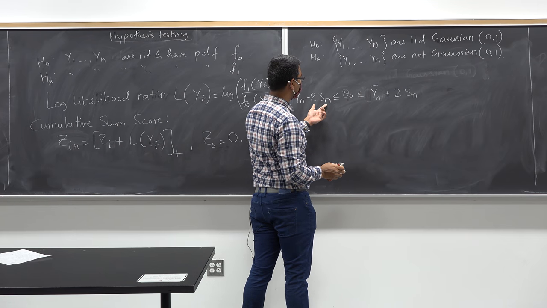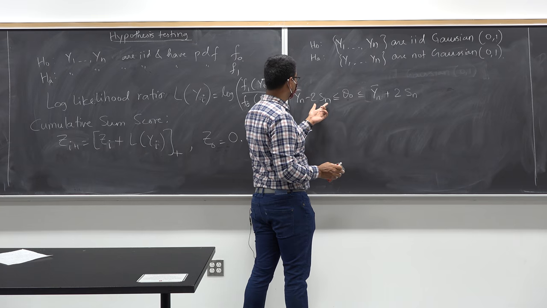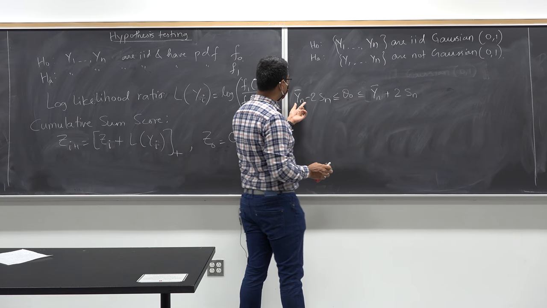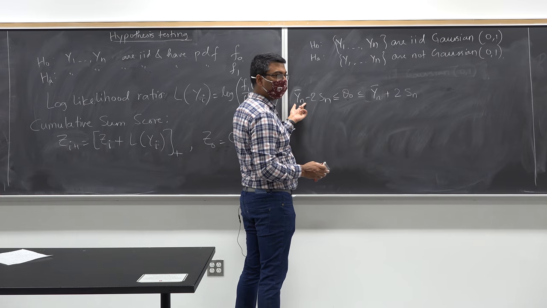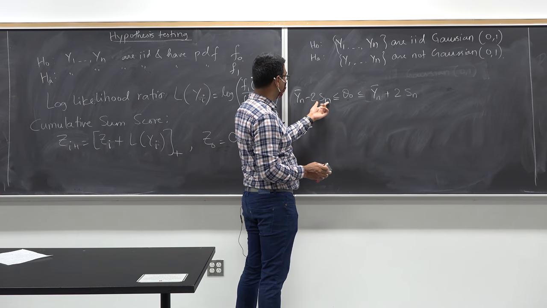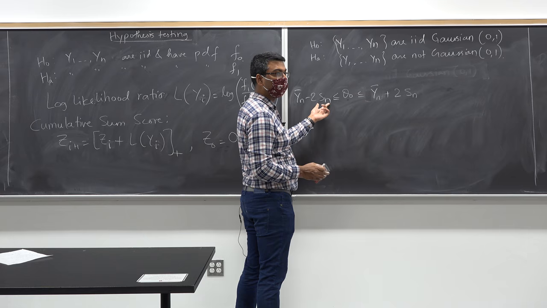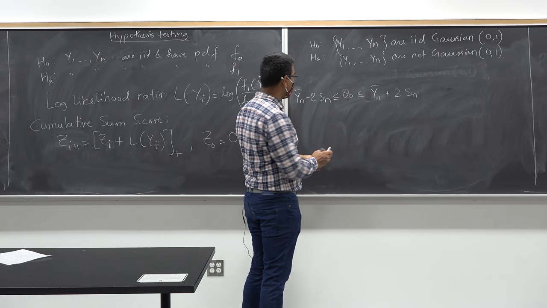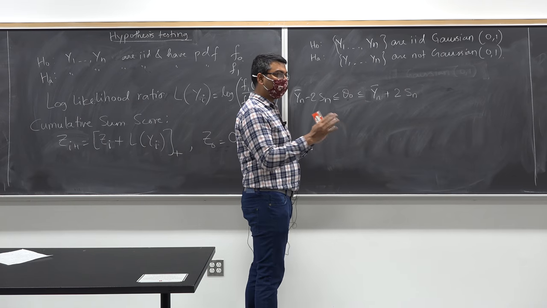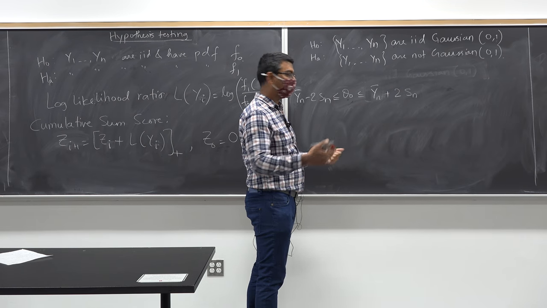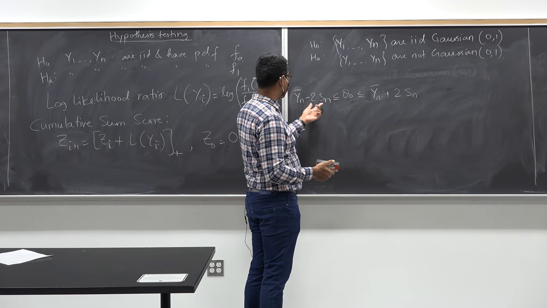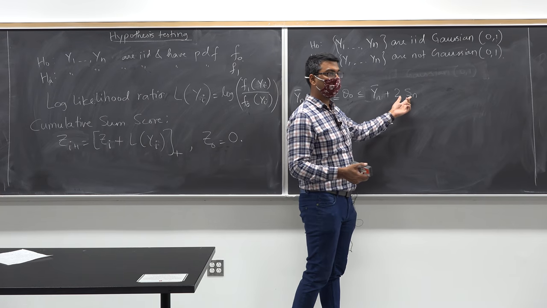Should there be a square root of n here? Divided by root n? I don't think so, because this has very small variance for n large. This has small variance, and this is an unbiased estimate of sigma. So if you want the 95% confidence interval for theta naught, like what is the mean of this distribution, it's y bar n minus 2 sn and y bar n plus 2 sn.